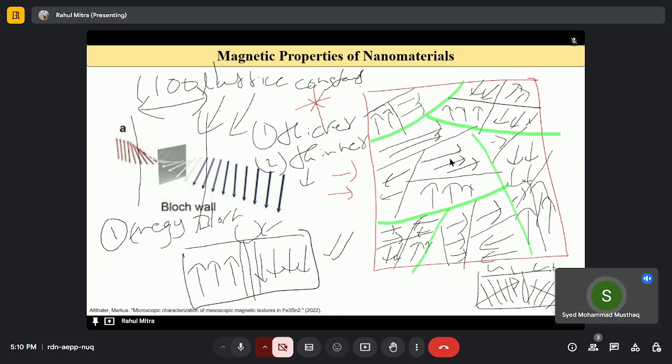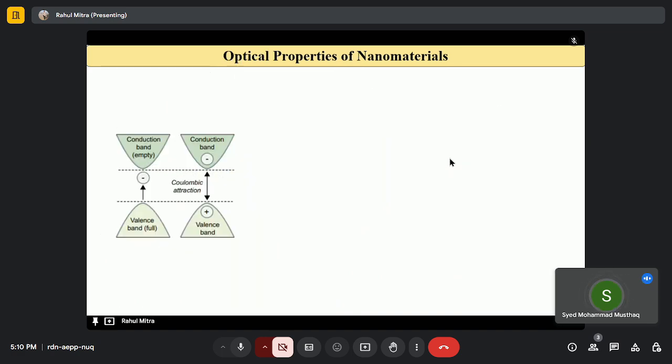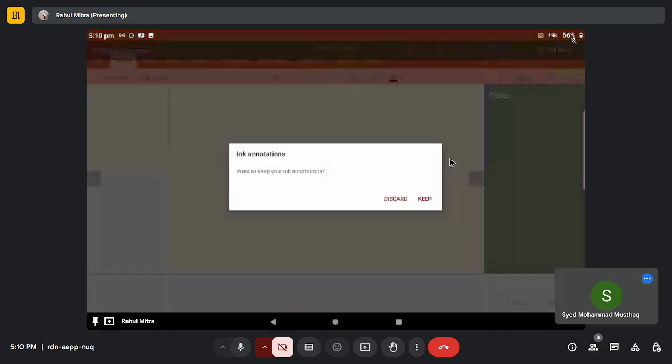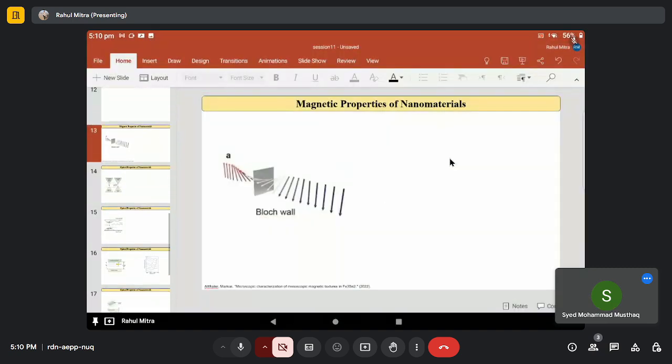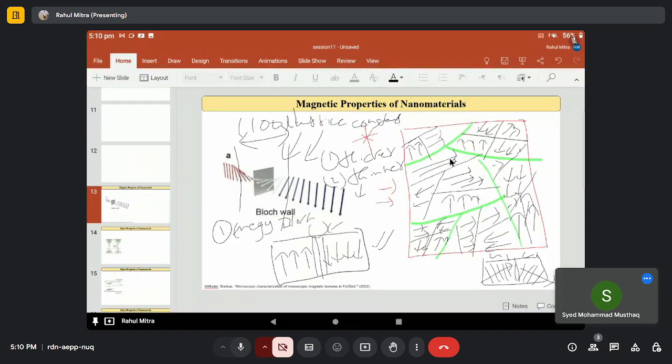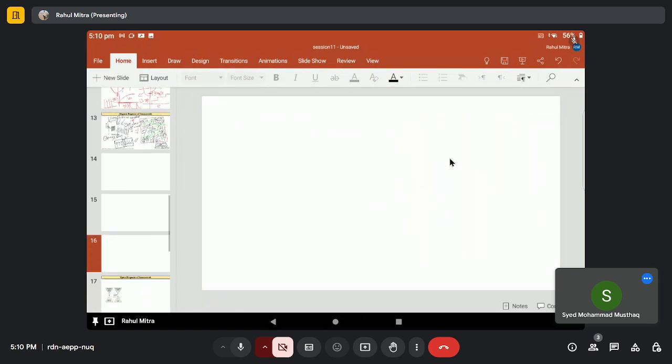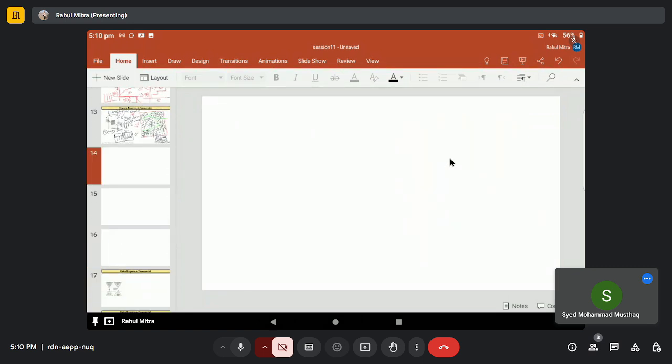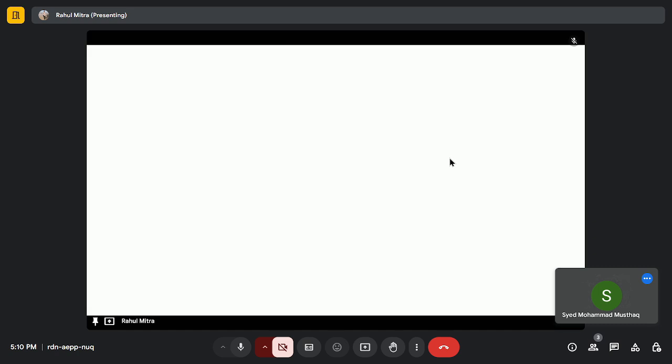So that is again a different topic, that is spintronics. Again, let's not go deep into it. That can be explained more with spin waves. So that's all about the Bloch wall.